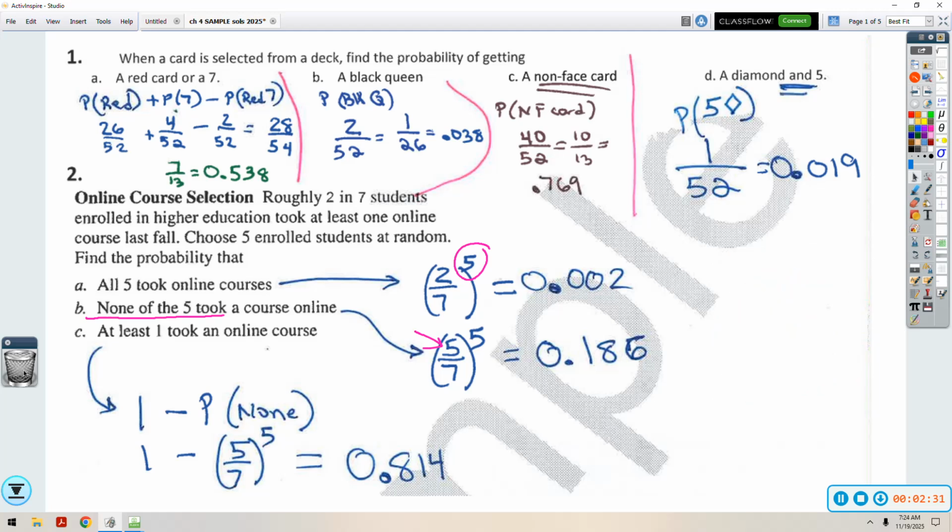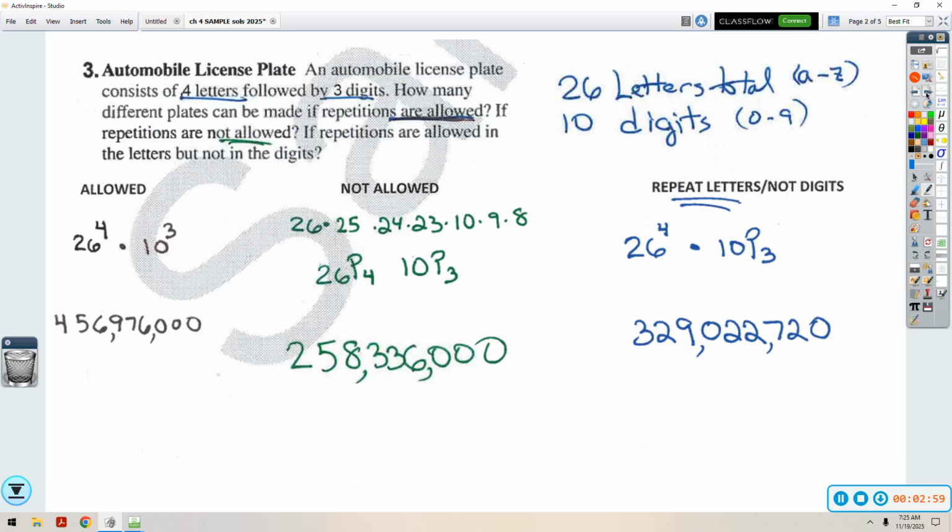Then the one that says at least 1 would be the idea of 1 minus none. 1 minus the probability of none. Well, we just did none. The none is the 0.186. Okay? So subtract 1 minus the 0.186, and you get your answer, 0.814. That's number 2. Let's keep trucking.